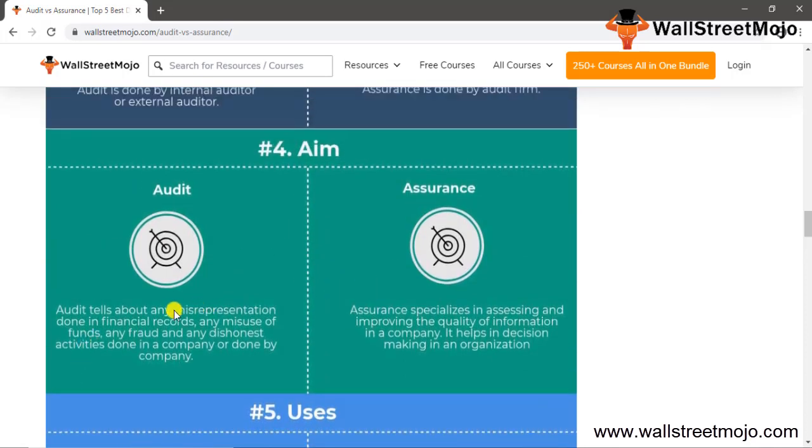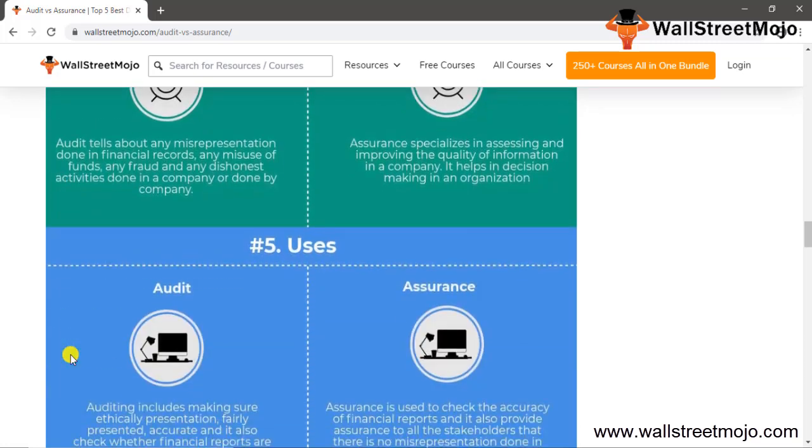What is the aim? Well, here any sort of misrepresentation, if they have wrongly represented inventory, prepaid expense, or any other item in the financial statement or the income statement, then such misrepresentation can be figured out, and any misuse of the funds or any fraud or any dishonest activities done by the company can be figured out. When we talk about assurance, it specializes in assessing and improving the quality of the information in the company, and it helps for decision making. This is more on the top end side where you take the decisions, where assessment is done, and here any fraudulent activities, misrepresentation, any dishonest activities can be determined so as to make things in a proper fashion. So this was the aim.